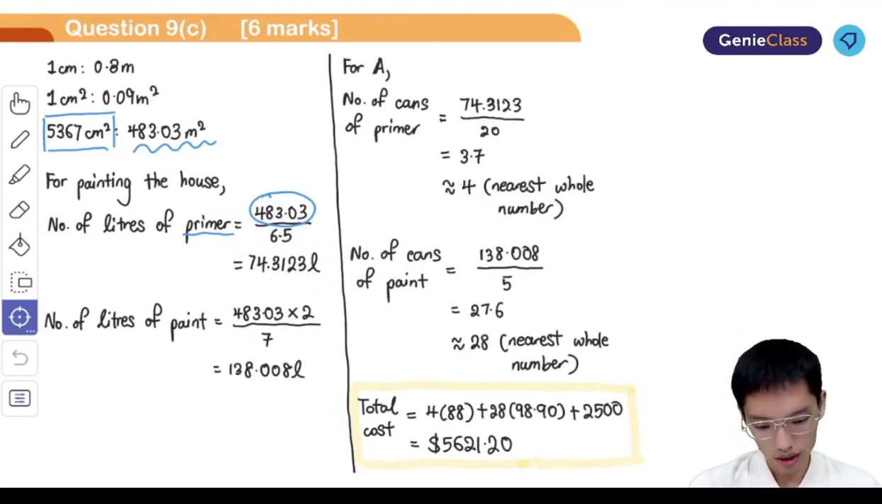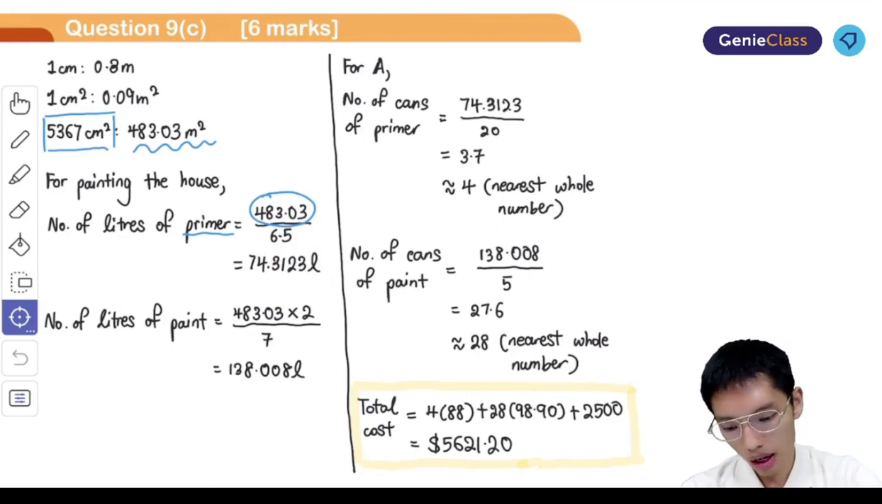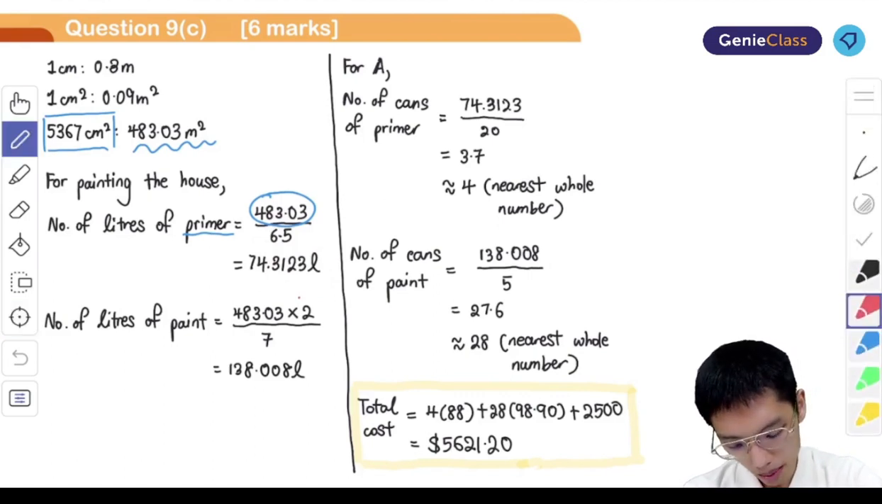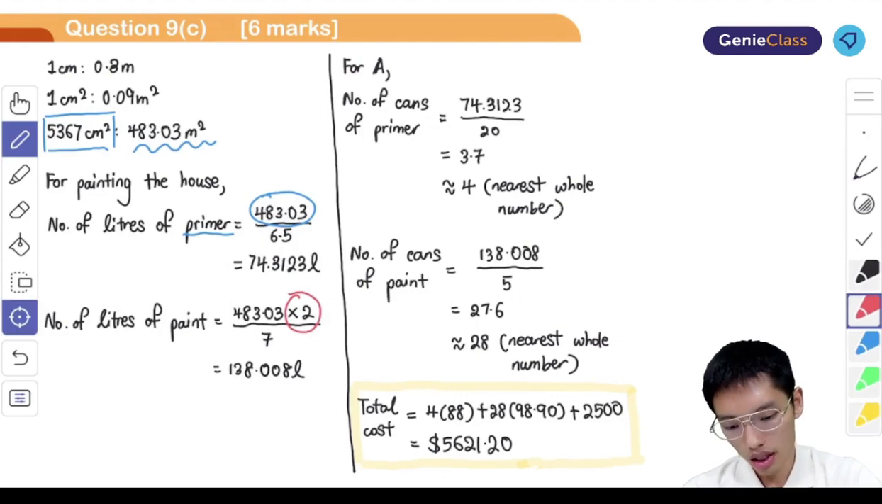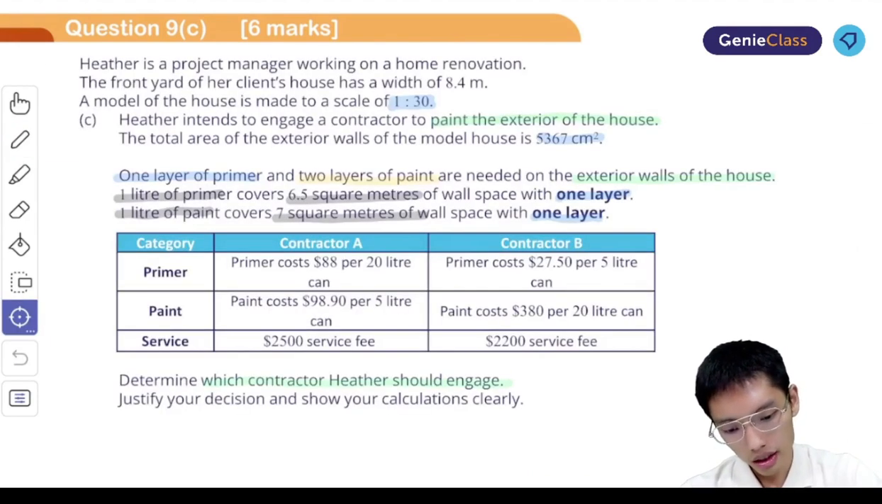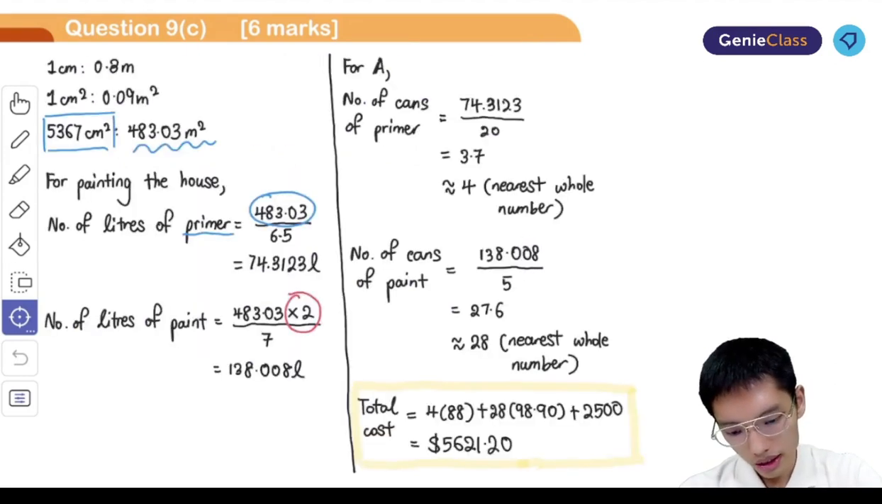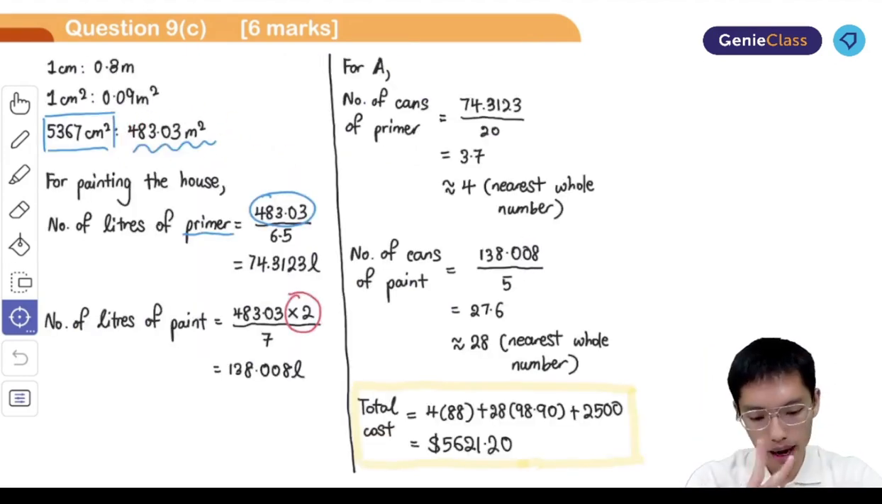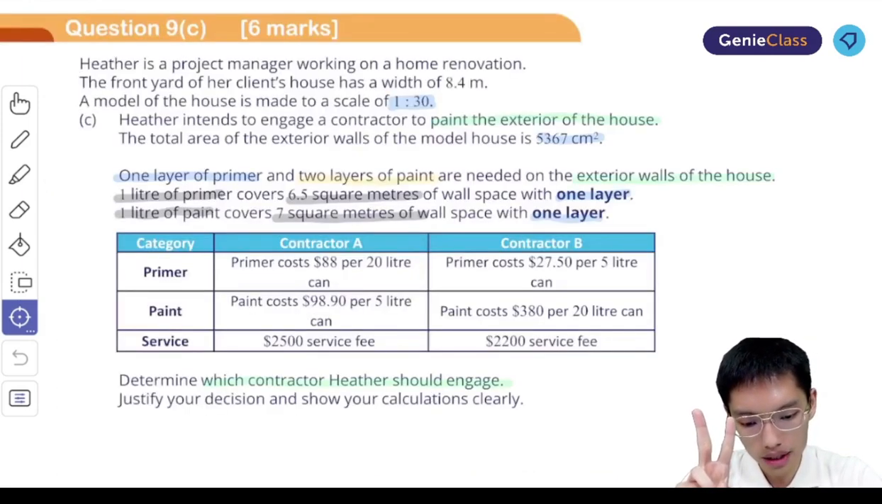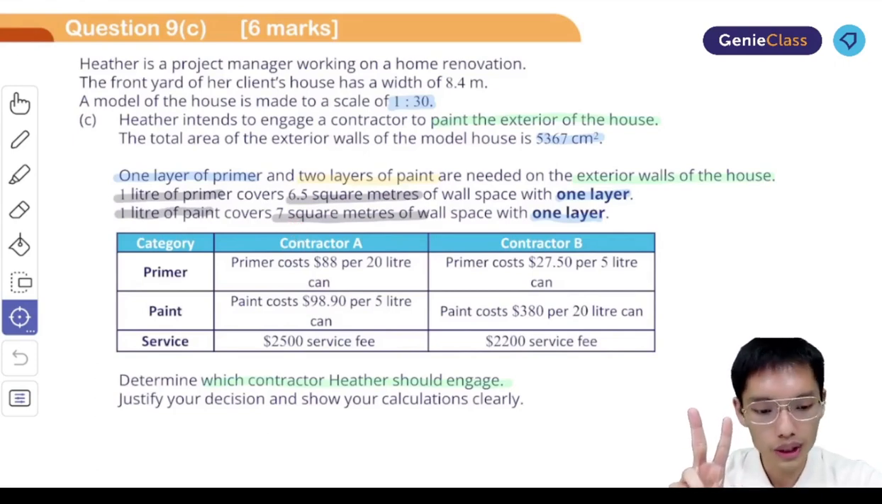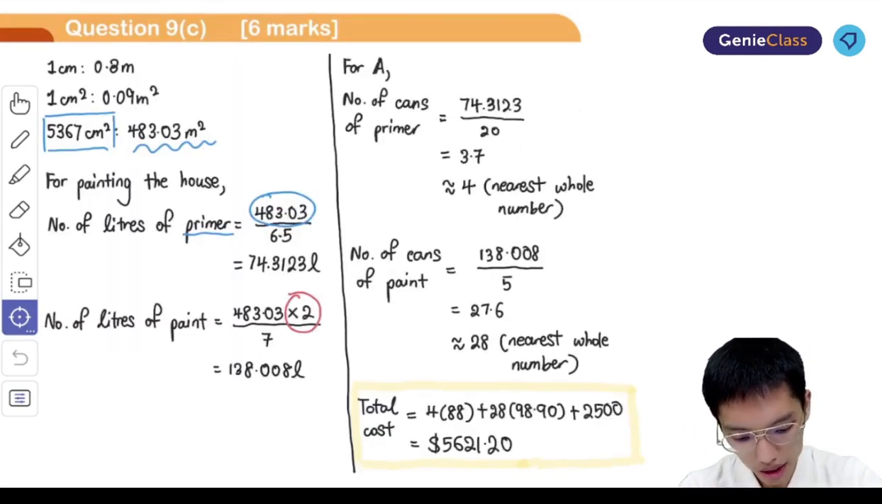So a lot of information. Next one over here, liters of paint. Now, why do you realize over here I need to multiply by 2? Because I need 2 layers of paint. So this is my house. I paint it 2 times, and 1 layer covers 7 square meters. So the 2 layers already cover, divide by 7, gives me this amount.